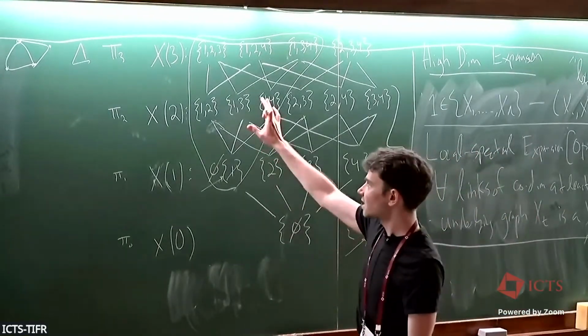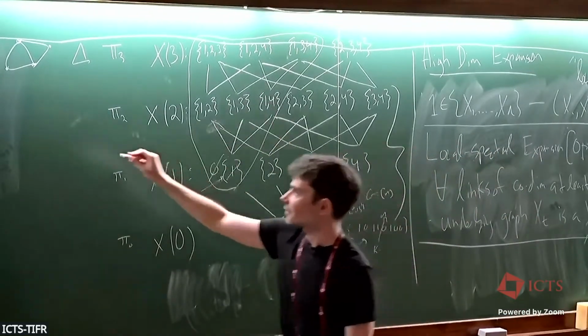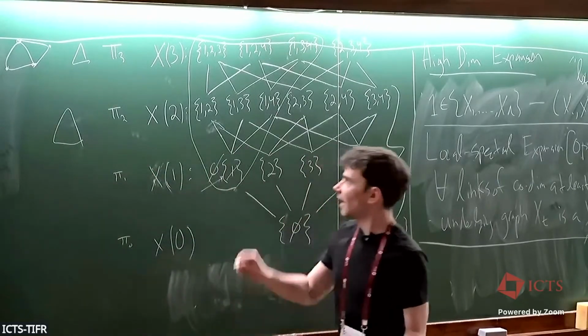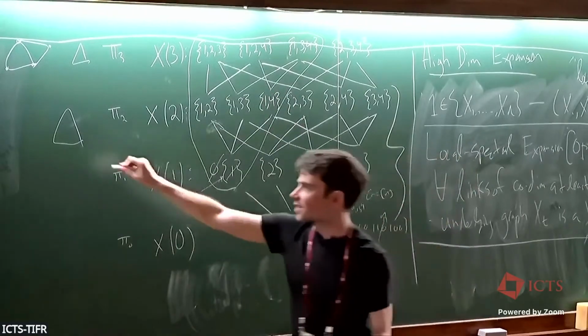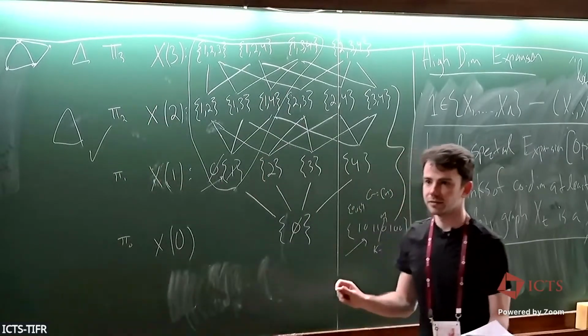Right, good. So this link, the corresponding graph, is just K3, right? I have 3 vertices, 2, 3, 4, and all of the edges between them. So this is indeed a high-dimensional expander, right?